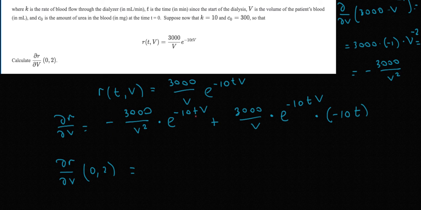Now when t is 0, the exponent of the exponential term is 0, and e to the power 0 is equal to 1, and therefore the value will be simply negative 3000 divided by V squared, but V is 2, so it'll be divided by 2 squared, negative 3000 divided by 4, and that's negative 750. And that is the answer for this problem.